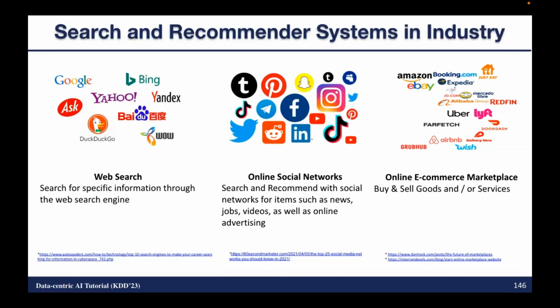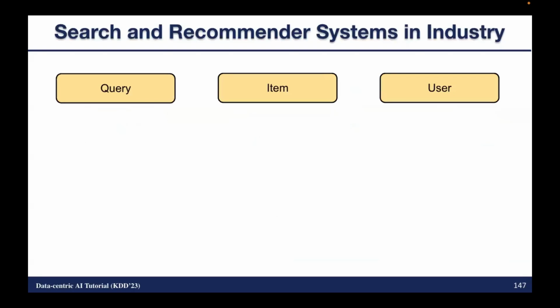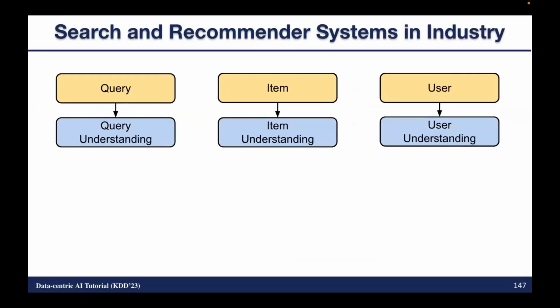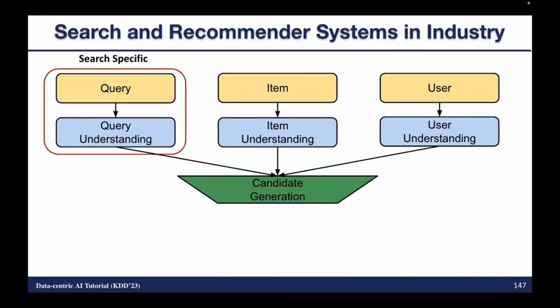We are talking about data-centric AI. Now I'm introducing search and recommender systems with so many different categories. What's the common part? Let's first take a look at the common structure, how the data flows into these systems. There are three key elements here: query, item, and user. In the search scenario, a user searches for items with a query. In recommender systems, the system proactively recommends items to the user. So the search part is very specific to the query. But no matter what, we need to understand the query, understand the item, understand the user, and go to the next step, candidate generation.